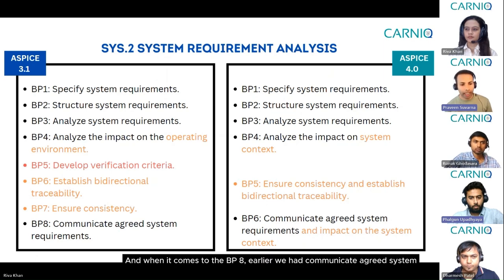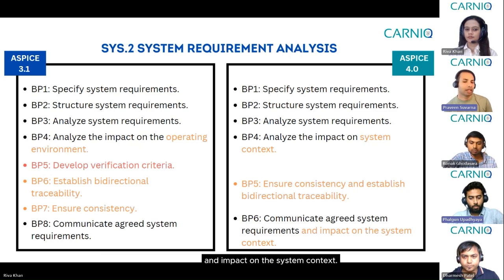And when it comes to BP8, earlier we had communicate agreed system requirements, and now we have communicate agreed system requirements and impact on the system context. So it has been modified a bit, which means not only are we communicating the system requirements, there is also a stress on communicating the impact on the system context. So can someone tell me what this particular change means in ASPICE 4.0? What should we do additionally in comparison to what we have done in ASPICE 3.1?